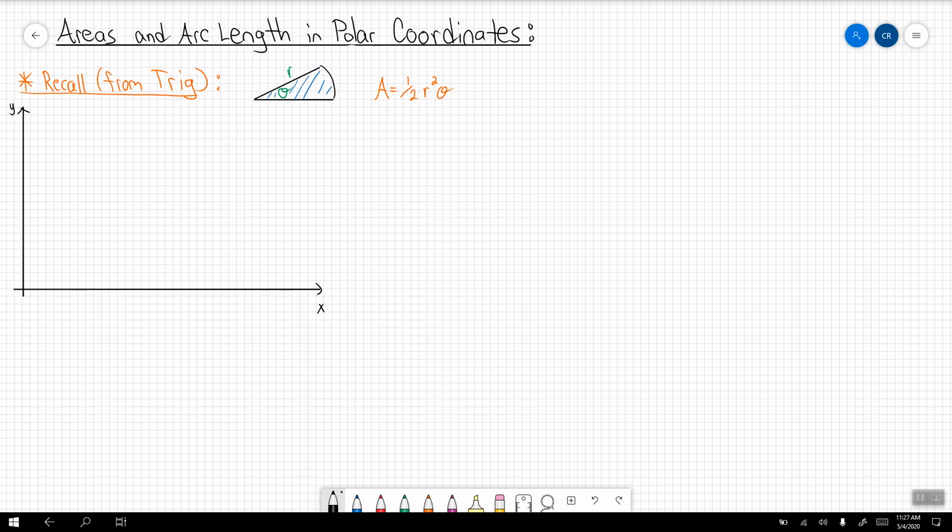Hi everyone. Today we're going to be looking at areas and arc length in polar coordinates. One of the items that we're going to need to recall is from trigonometry. You see here on screen that I have that recall from trig. What I want you all to recall is this formula here for the area of a sector.